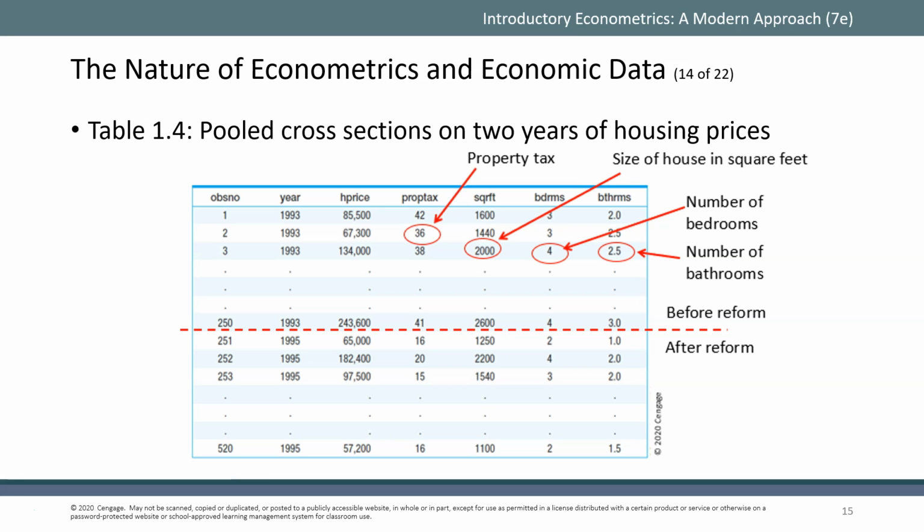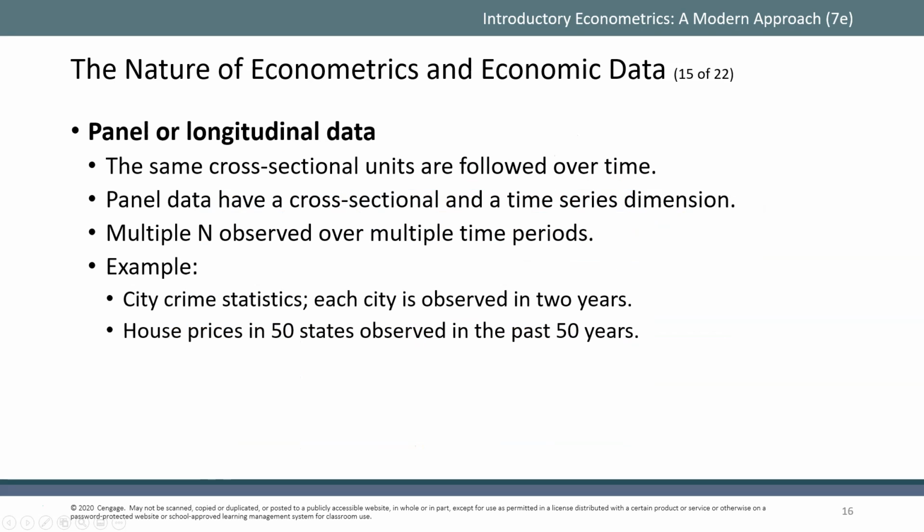So here's an example. There are 250 observations that you have for 1993, and then you have another 270 observations for 1995, and observe that these houses are not the same as these houses. So these are different houses, and you're observing that data set. You're just stacking this data set together and making it a larger sample. So this type of data set is called pooled cross-section.